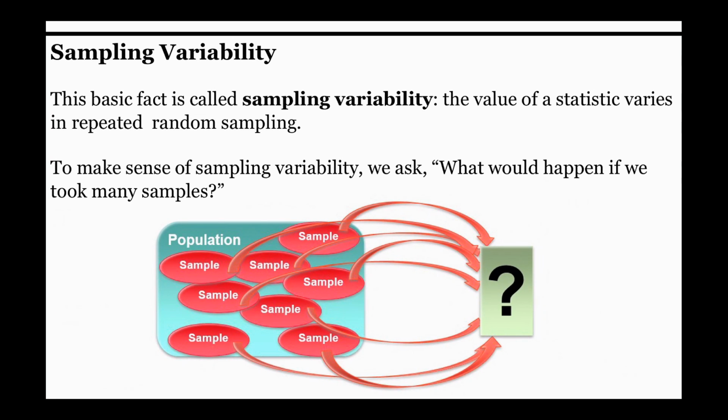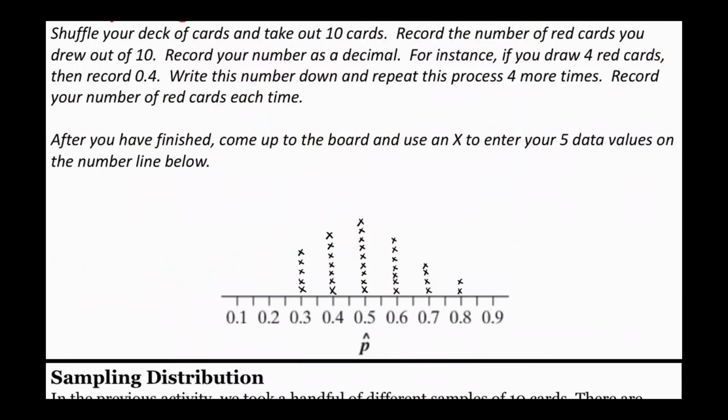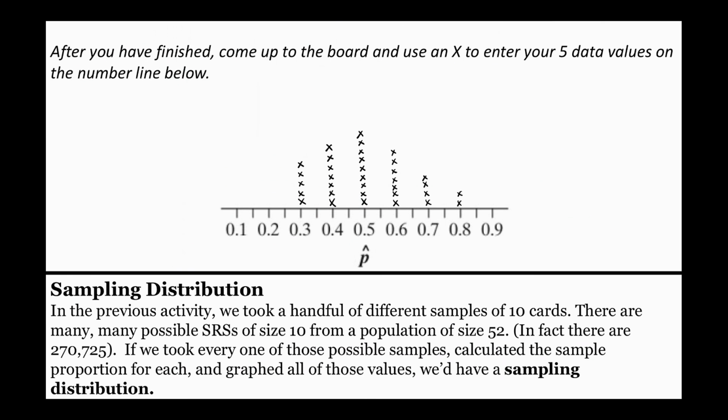What's going to happen? Let's say we were to do that 3 more times. It says 5 on there, but we're going to do it 3 more times. What would happen if we did it 3 more times? What's going to happen to the overall picture here if everyone was to do it 3 more times?